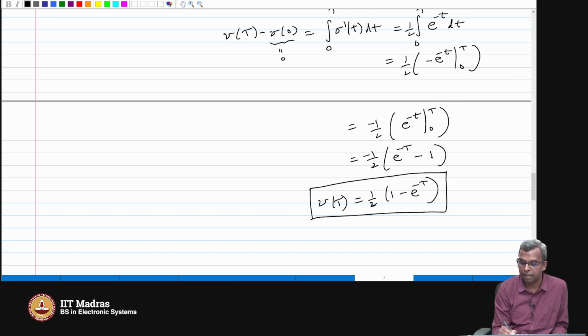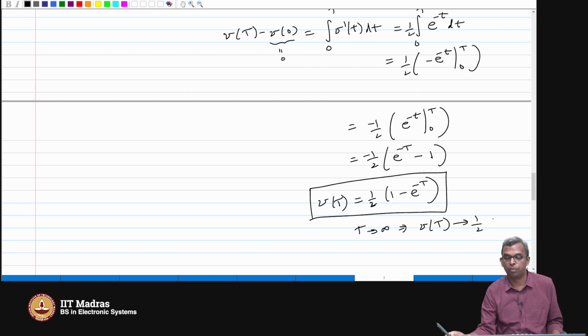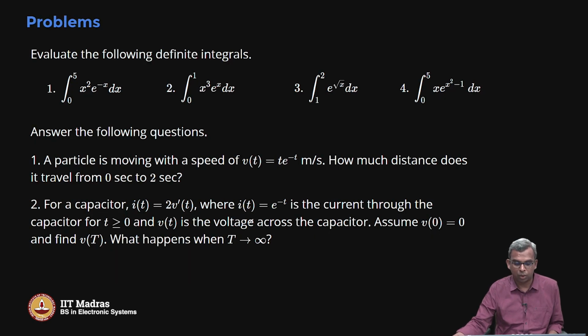It's very easy to find, and if you put t to infinity, this implies v(t) tends to 1/2, right. So, if t goes to infinity, e^(-t) goes to 0, and v(t) goes to 1/2. Okay. So, that was a quick problem. It basically uses the fundamental theorem of calculus and gets you to do an integration indirectly.